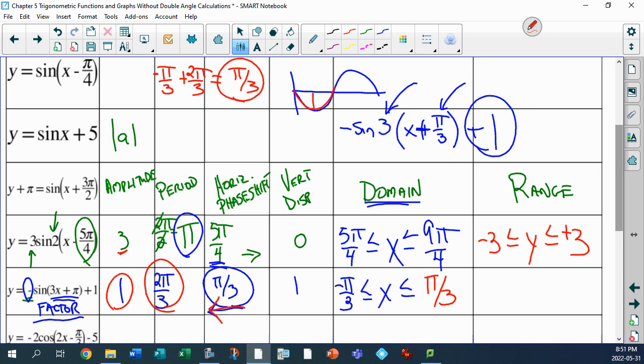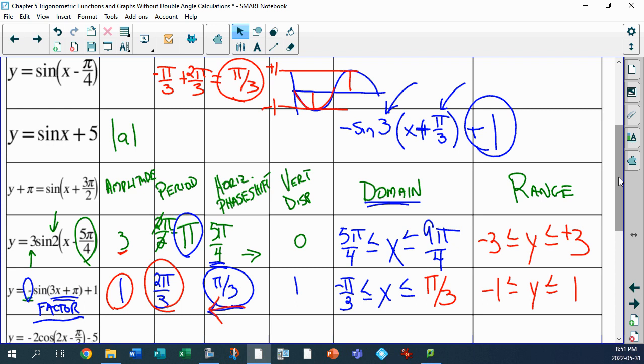That's 1. So you're still going to cycle between positive 1 and negative 1. It doesn't matter that you're going down first. Your range is still going to be between minus 1 and 1. That negative up front was a thrower for you. It threw you off, didn't it? Well, don't let it throw you off, folks. You're smarter than that.